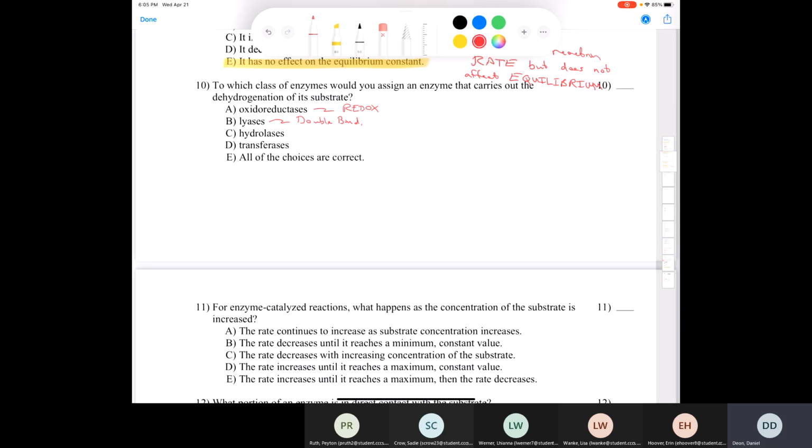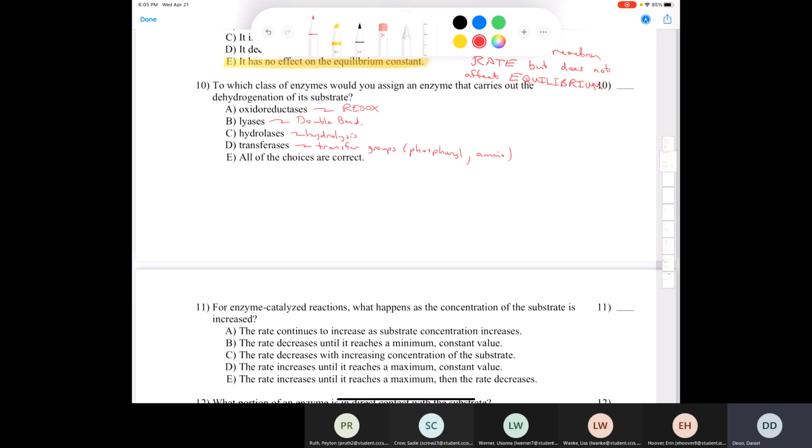Then we have hydrolase, which is responsible for hydrolysis. What else? We have a transferase. Those are used to transfer groups. So transfer groups, like it could be a phosphoryl group, or maybe an amino group, right? That's another example. Anyhow, so which one of these would be responsible for dehydrogenation?